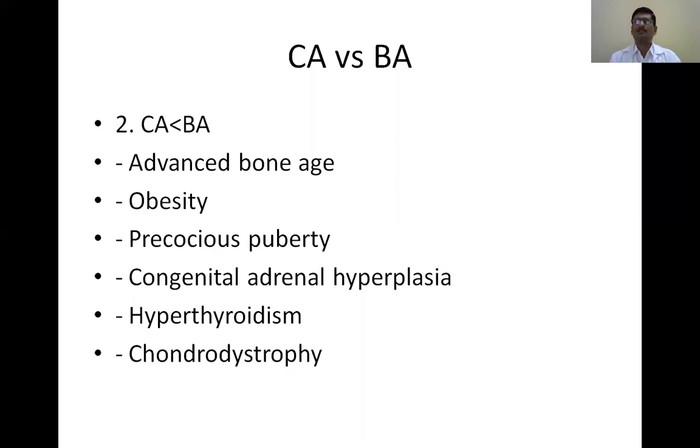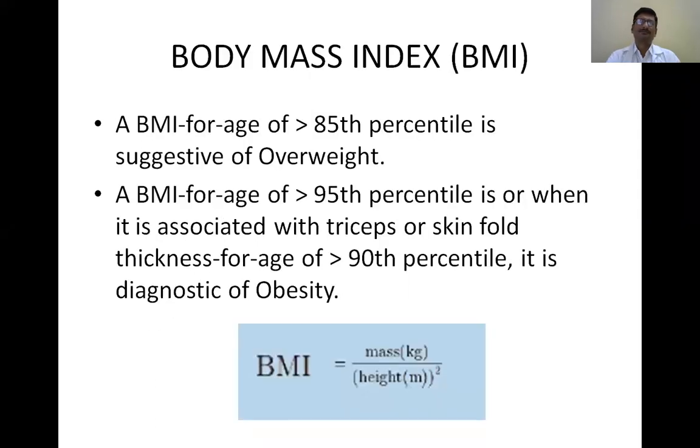There is advanced bone age. The causes are obesity, precocious puberty, CAH, that is congenital adrenal hyperplasia, hyperthyroidism, etc., and dystrophy or chondrodysplasia. These are the causes where accelerated or advanced bone age is noticed.